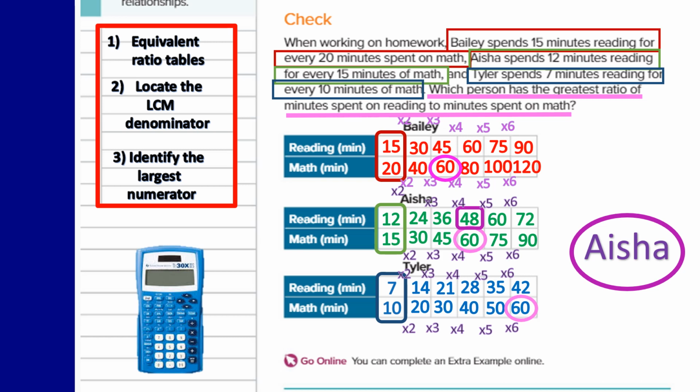We had those three steps where we create our equivalent ratio tables. Then we find the least common denominator by doing our multiplication facts, our multiples, by 2, by 3, by 4, by 5, by 6 on this one. And then, once we figured out what the least common multiple was, which is the 60 denominator, we look at the top number of the numerator, and we can see that 48 is the largest.